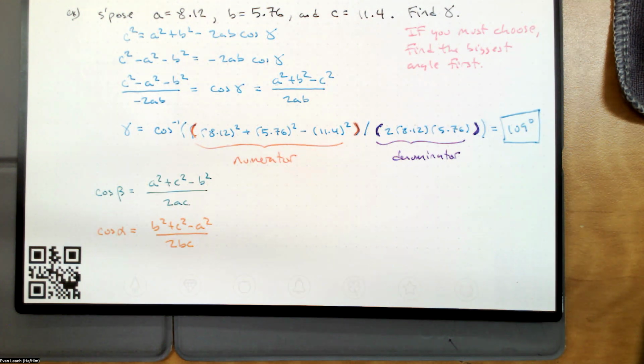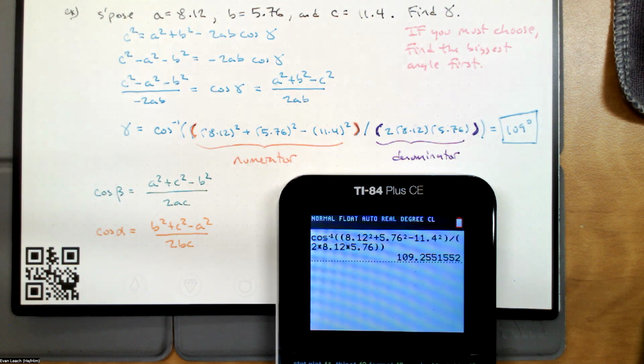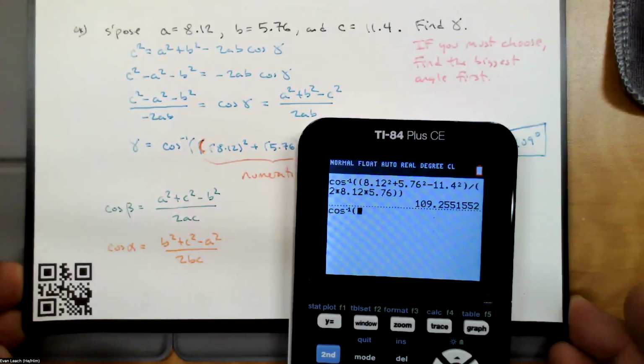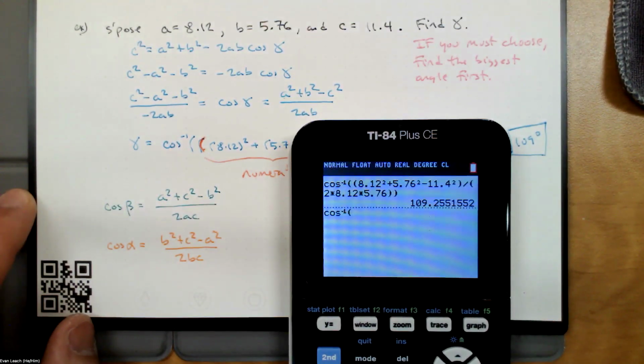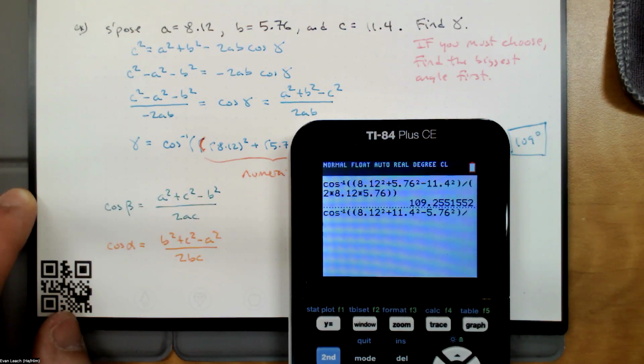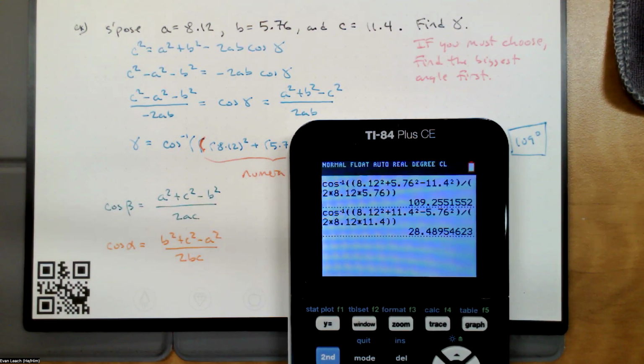So if we wanted to practice this, we could actually use these same 3 sides, just rearrange them and find angle beta. So for angle beta, I would want the numerator to have a squared plus c squared. So 8.12 squared plus 11.4 squared minus b squared, 5.76 squared. Close the numerator, divide by, open the denominator, 2 times 8.12 times 11.4. Close the denominator, close the cosine inverse, and that's what we have for beta.